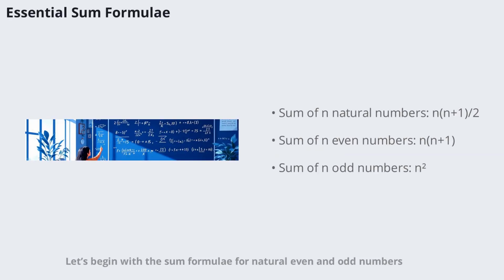Let's begin with the sum formulae for natural, even, and odd numbers. These are the backbone of many number system problems. The sum of the first n natural numbers is given by n times (n plus 1) divided by 2. For the first n even numbers, use n times (n plus 1). And for the first n odd numbers, it's simply n squared.